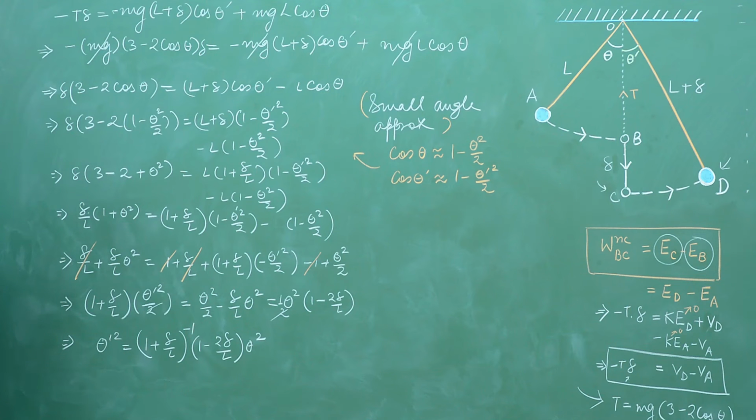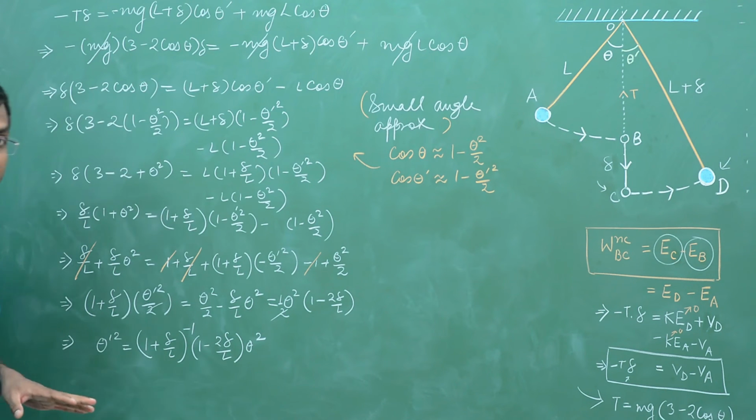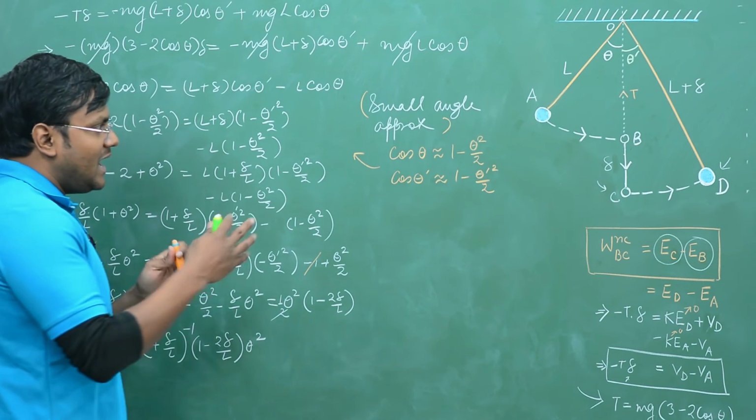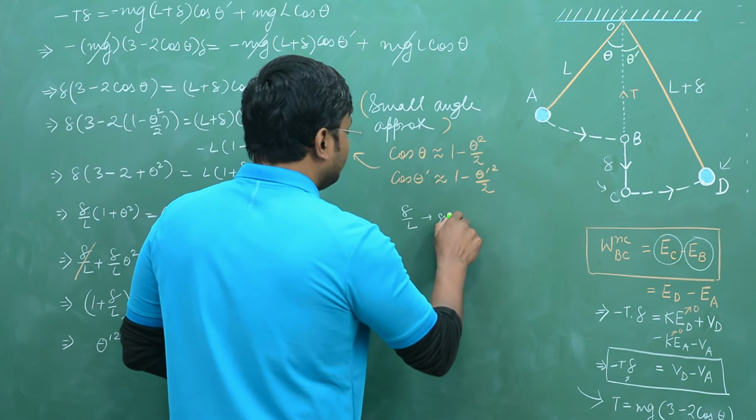Alright, so it seems like a lengthy calculation. This is because there are so many terms involved. We can further simplify it by using binomial expansion, right? This is 1 plus del upon L. Now I also have to make the assumption that del upon L is small enough, okay?